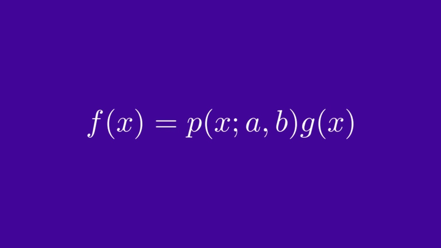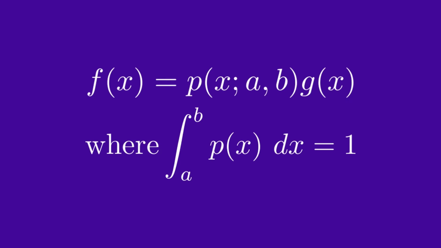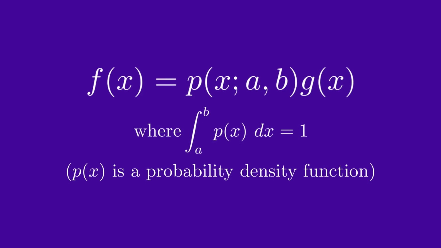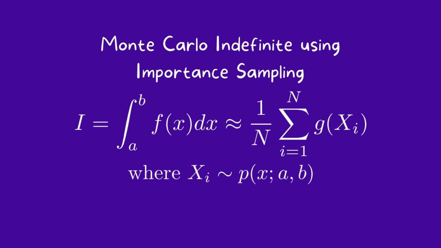To answer these questions, we observe that a function f can be decomposed into the product of a p function and a g function, where the integral of p over a sample space bounded by a and b is 1. And in this case, p is called a probability density function, which can be used to instruct us how the x values should be sampled. We have this more general Monte Carlo integration method using importance sampling. After decomposing f into p and g, we get the average value of g by sampling a lot of x's using p, which is a probability density function.